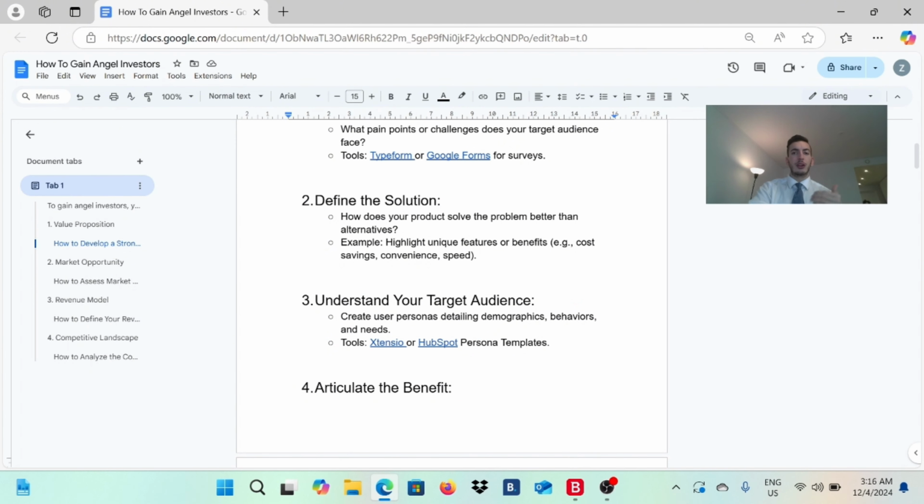Then after that, you need also to define a solution. All right. So how does your product solve the problem better than the alternatives? Example: highlight unique features or benefits, cost savings, convenience, speed. So when you need to provide a solution, you need to understand this.